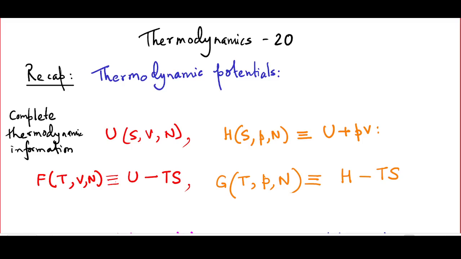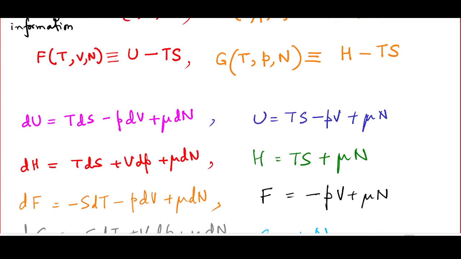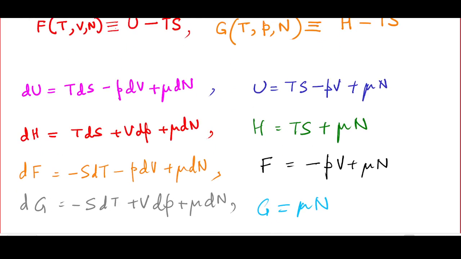Now, the fact that these functions contain complete thermodynamic information actually follows from the differentials. If you take the differential of U, you end up with TdS minus PdV plus mu dN, which tells you that if you were to differentiate U with respect to S, keeping V and N fixed, these two terms would drop off and you are going to get temperature as a function of S, V and N. Differentiation with respect to V will give you pressure, or rather its negative, as a function of S, V and N.